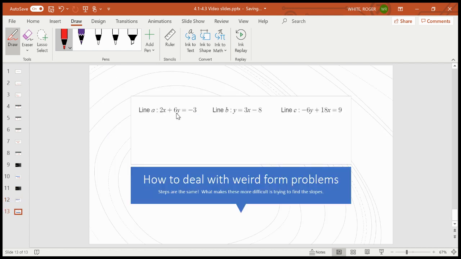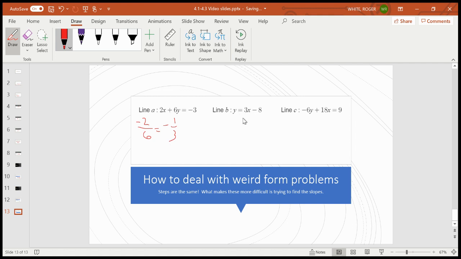All right, now sometimes you might get some weird problems like this, and the idea is the same. We have to find the slope. This right here is in standard form, so we can convert it into slope-intercept form if we wanted to, or we can use our standard form shortcut. The standard form shortcut would be to make a negative a value over b, and that would give us -1/3.